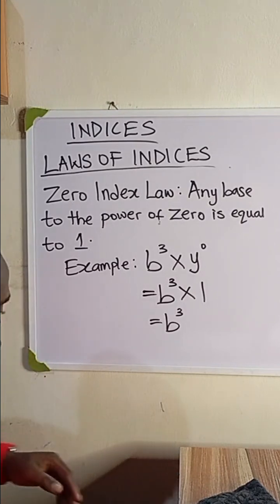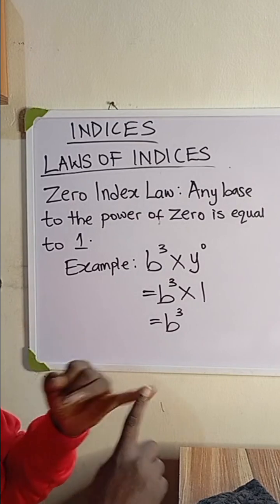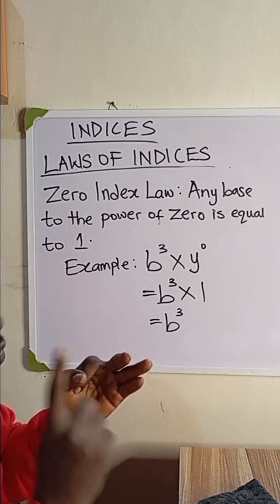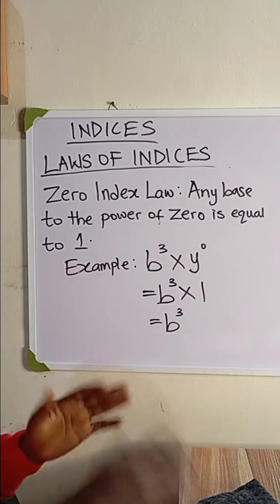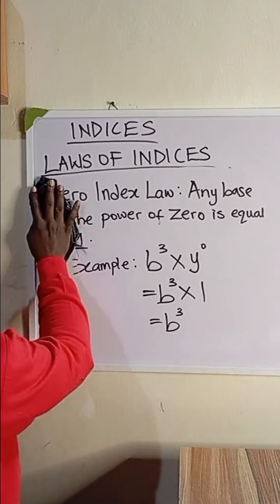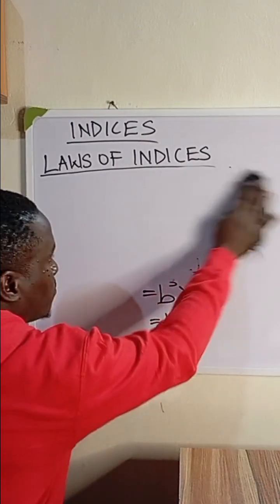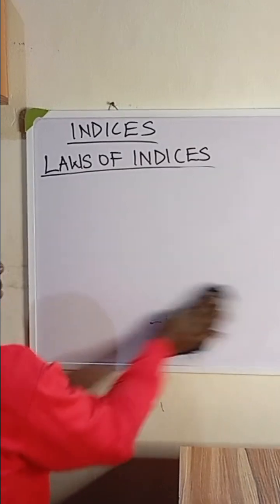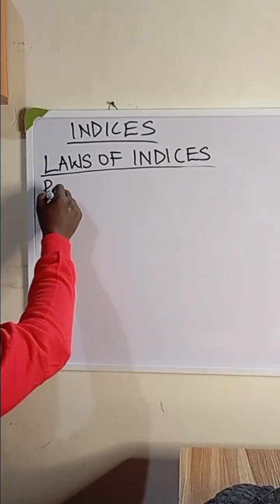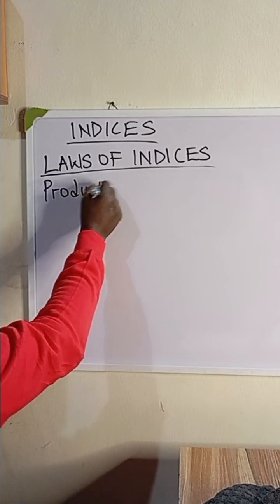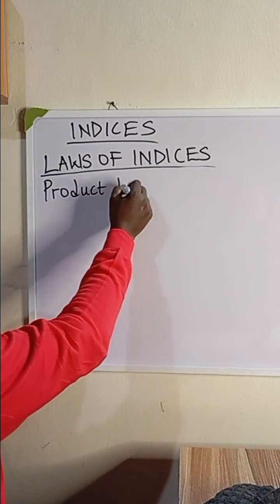So let's continue. We've looked at the addition rule, the subtraction rule, and the zero index rule. Now we are looking at the product rule, or product law, sorry.